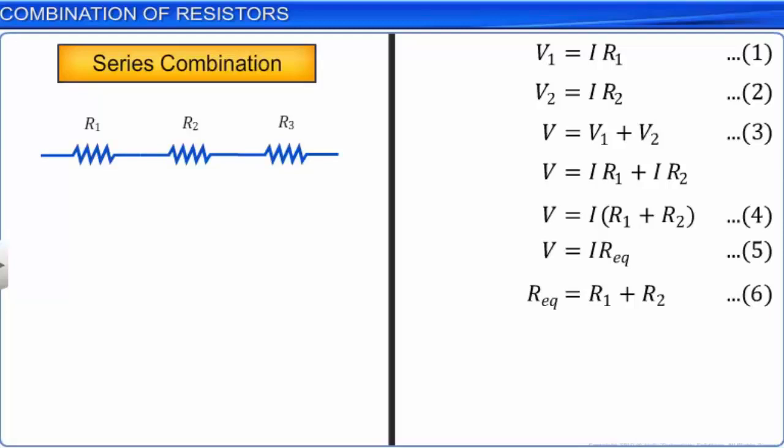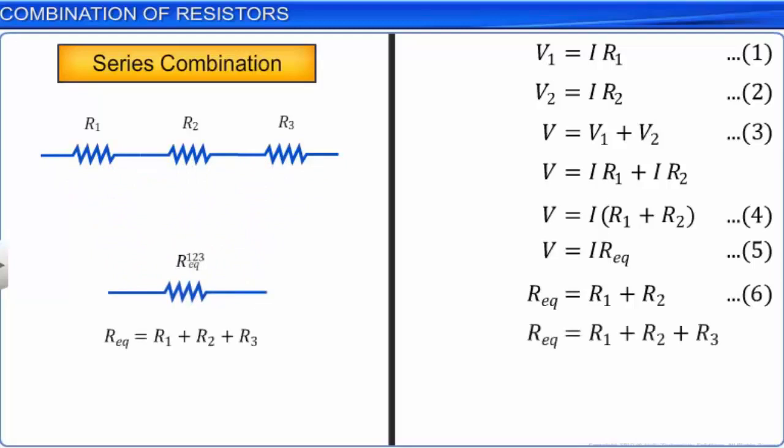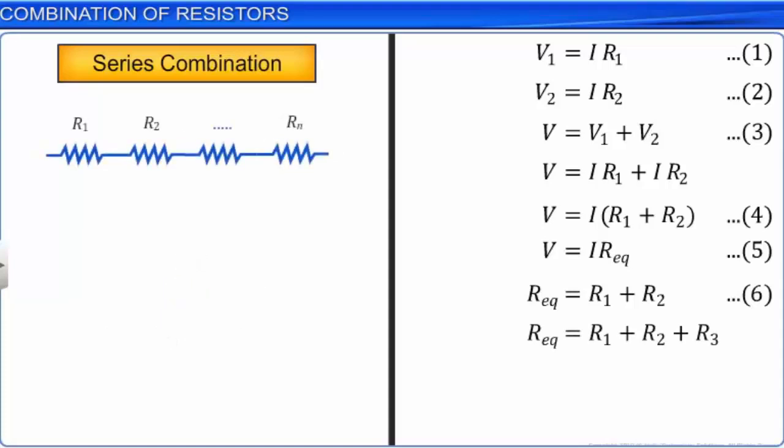We can extend this to a series combination of n number of resistors with resistances R1, R2, and so on up to Rn. The equivalent resistance of this combination is equal to R1 plus R2 and so on up to Rn.